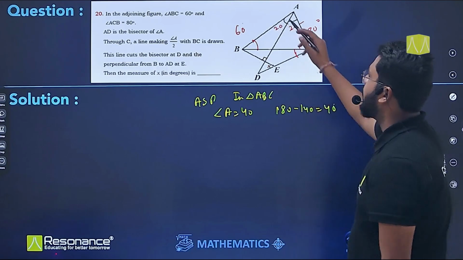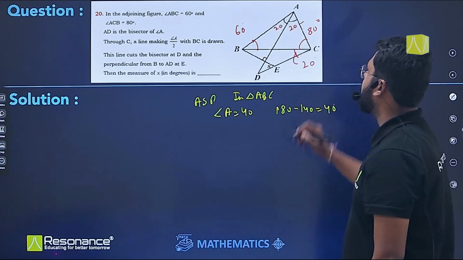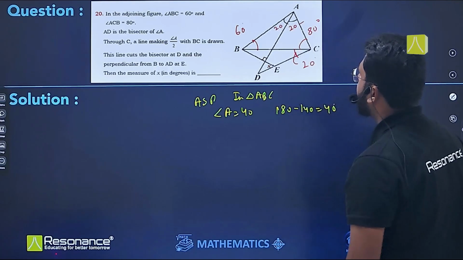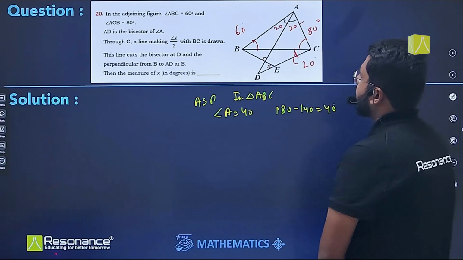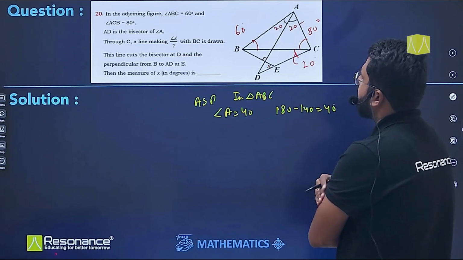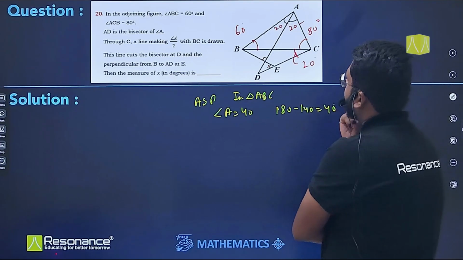The value of A is 40, so 40 by 2 is 20. This angle is 20 degrees. The line cuts the bisector at point D, and the perpendicular from B to AD is at E. Then we have to find the measure of X in degrees.